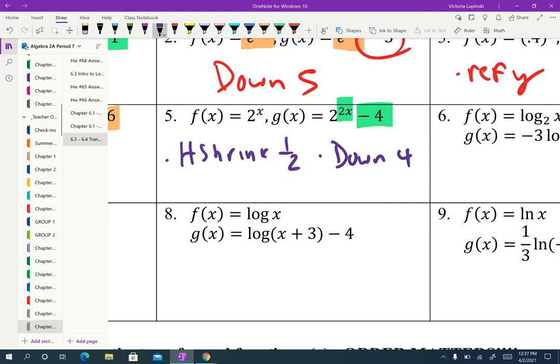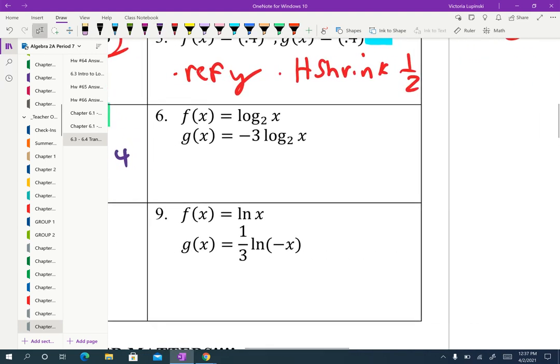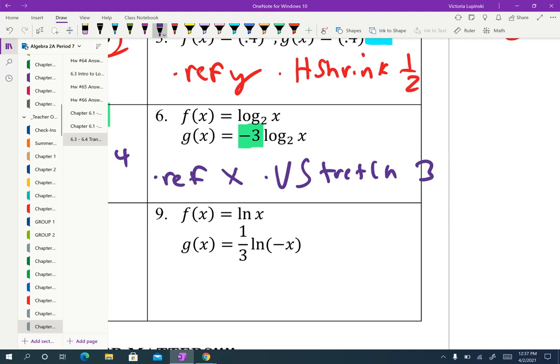Hopefully you can see the changes just as easily if it's a log. Notice we're starting with log base 2 of x, and then you have a negative 3 that was not there before. Again, you have to list the transformations separately. Starting with the negative, that's a reflection over the x-axis, and the 3 is a vertical stretch of 3. And if at any time you forget the rules, you can always look above: on the left side for the exponentials, on the right side for the log rules.